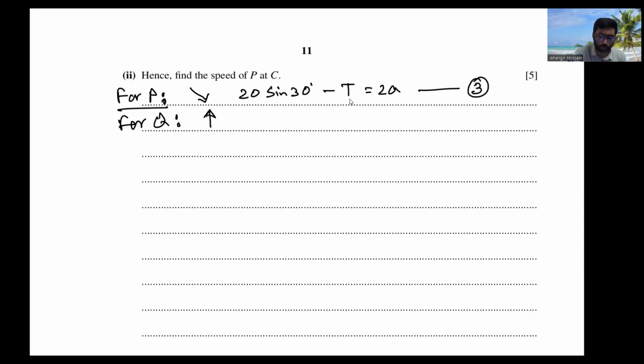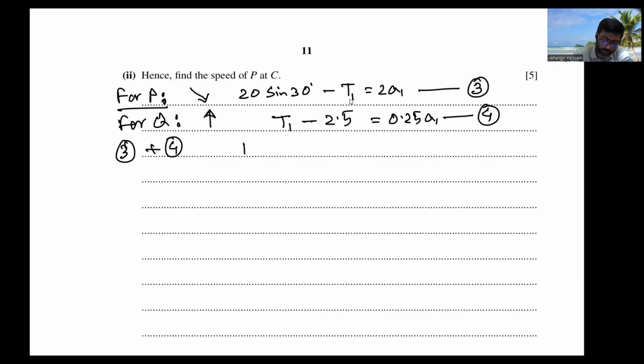And you might be wondering whether T remains the same or not. Obviously, since the situation has changed, the tension will be different. There will be special cases when tension will be the same, but let's not consider the special case here. Let's consider the tension in this case will be different, although for both particles the tension will be the same. So for Q, the equation will be T1 minus its weight 2.5 equals 0.25A. So that's equation 4. Now add these two to find the acceleration. Let's call this acceleration A1. So 10 minus 2.5 equals 2.25 A1.